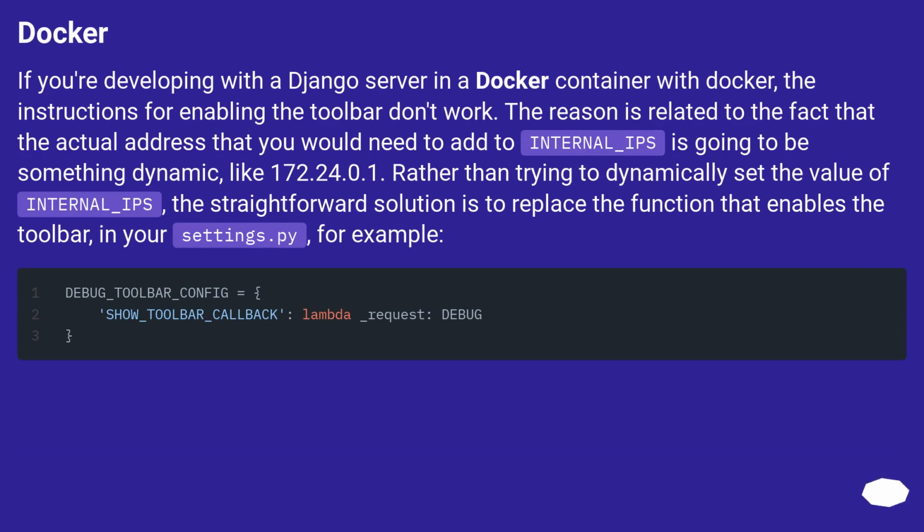Docker. If you're developing with a Django server in a Docker container, the instructions for enabling the toolbar don't work. The reason is related to the fact that the actual address that you would need to add to INTERNAL_IPS is going to be something dynamic, like 172.24.0.1. Rather than trying to dynamically set the value of INTERNAL_IPS, the straightforward solution is to replace the function that enables the toolbar in your settings.py, for example.